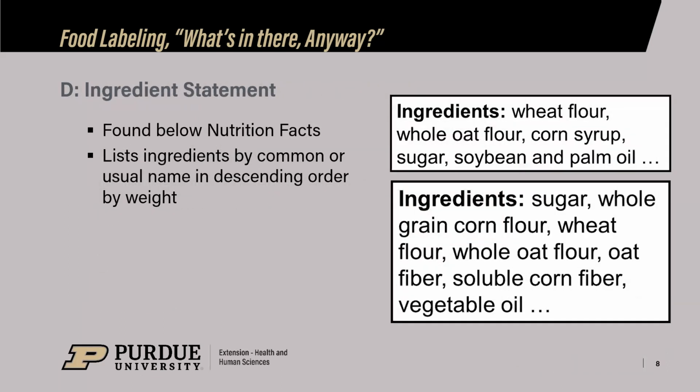So D is the ingredient statement, and that lists the ingredients in the product and is found below nutrition facts. These ingredients are labeled in descending order. So the first one usually has the largest amount by weight, and then the last item on the list has the least amount by weight. So in our example, the top example in the first box, wheat flour is first, so it would have the largest amount by weight. And the last item on the list would have the lowest amount by weight.